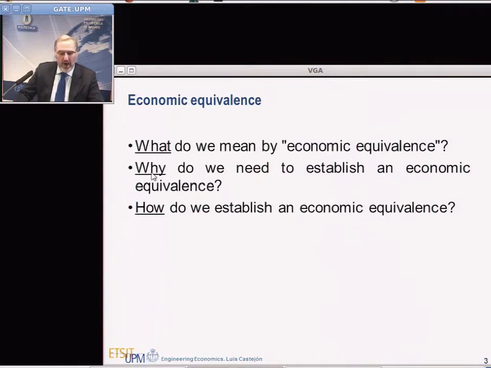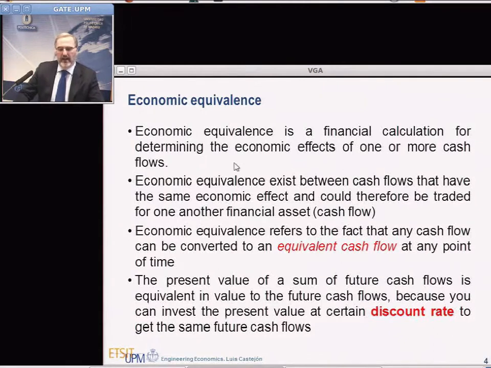So what do we mean, why do we need it, and how do we do it? Economic equivalence is a financial calculation, as I have explained, for determining the economic effects of one or more cash flows. So it's a financial calculation. The main idea is to determine the economic effects. So we are going to see the economic implication of every cash flow alternative.